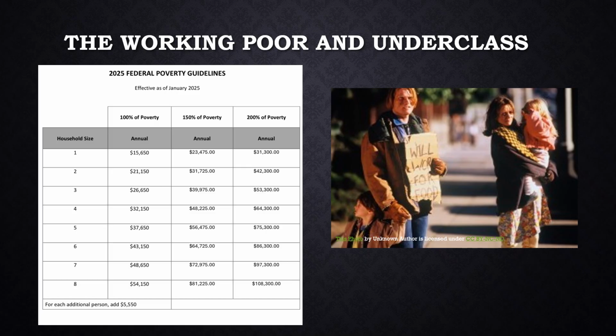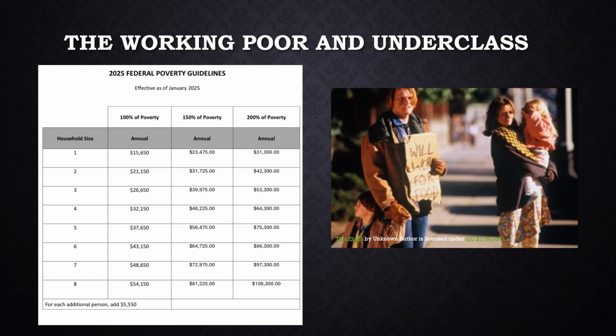Now we come to the working poor. These people are maybe poorly educated. They're manual and service workers who may work full-time but remain near or below the poverty line. And then there's also the underclass. Those are the poorest group. These are sometimes the people that are experiencing homelessness or are chronically unemployed.